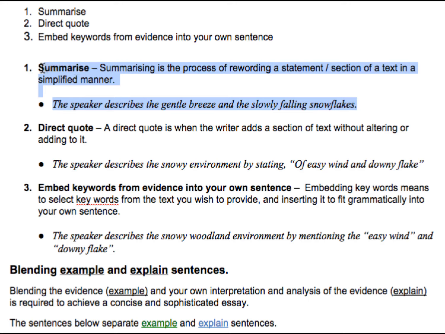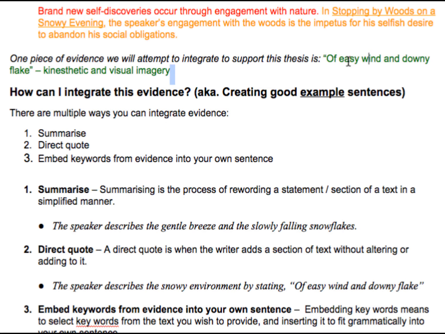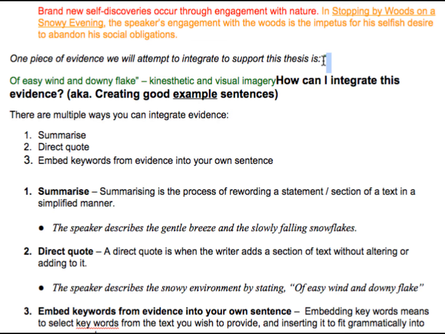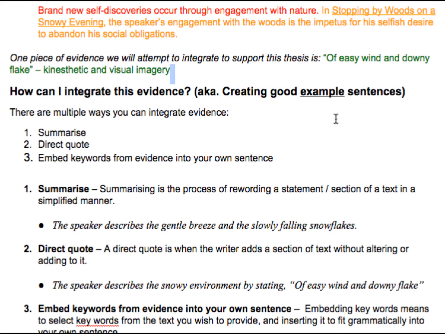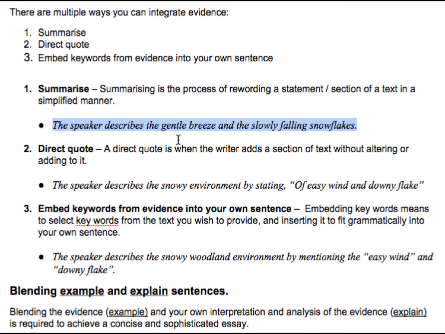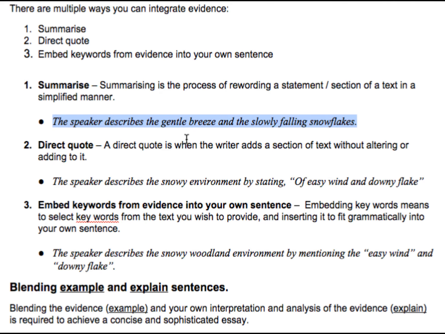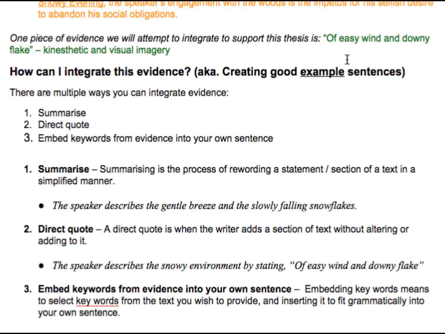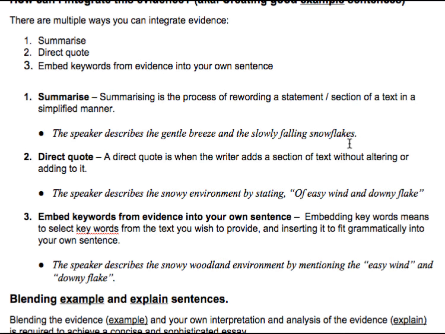Summarizing is the process of rewording a statement or a section of text in a simplified manner. So if we were to summarize this example of easy wind and downy flake, we would summarize it in this way: the speaker describes the gentle breeze and the slowly falling snowflakes. I'm rewording, I'm not reusing words from the quote, but I'm basically saying the same thing.